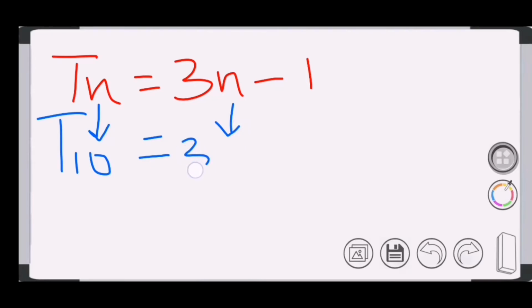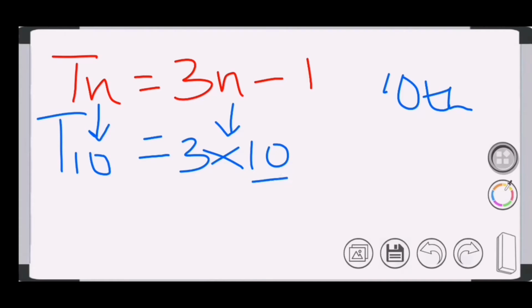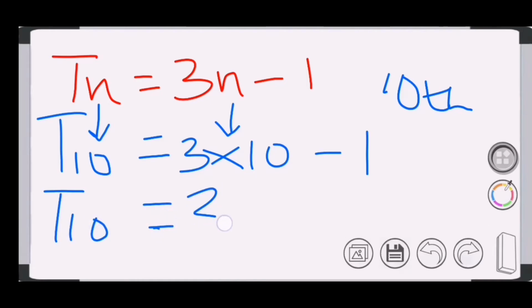We are going to get 3n, which simply means 3 times n. So it's going to be 3 times 10. The n is now 10 because we are finding the 10th number or the 10th term. Minus 1, nothing changes there. Remember, in your board maths, you must solve multiplication first before subtraction. So our T10 is going to be 30, 3 times 10, 30, minus 1.